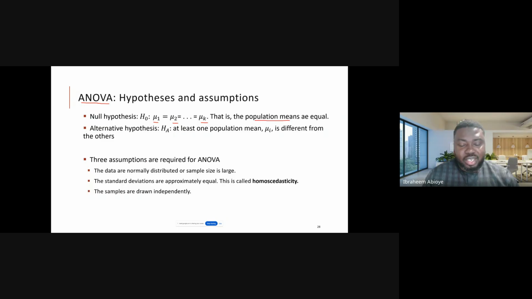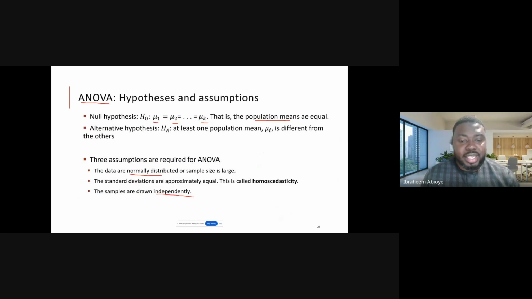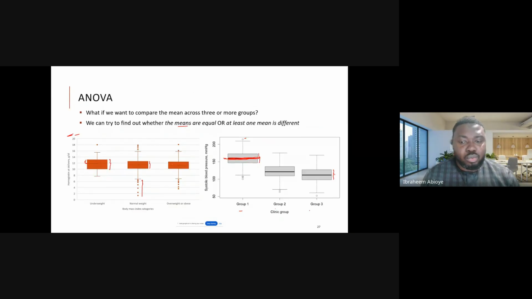There are three assumptions that are required for ANOVA. The first is that the data are normally distributed, the second is that the standard deviations are approximately equal, and the third is that the samples are drawn independently. Okay, so let's go back to this plot. Based on what I just said, that in ANOVA the data has to be normally distributed, do you think that you can use ANOVA for this plot on the right?